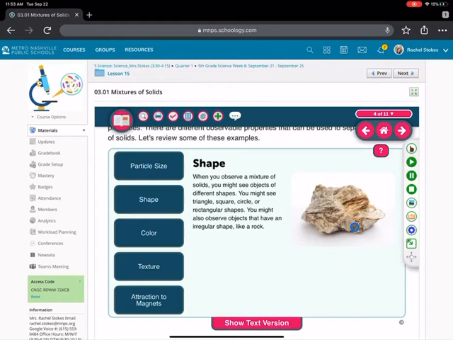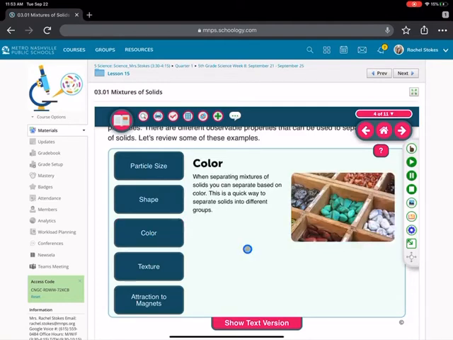Okay? So we could separate that rock if it was in a mixture with smooth pebbles that maybe you would throw into the lake, skip on the lake. We could separate it into the irregular shape and maybe the more oval shape. Okay? Color. You can also always separate into color, and these are some rocks that have been organized into groups based on their color.